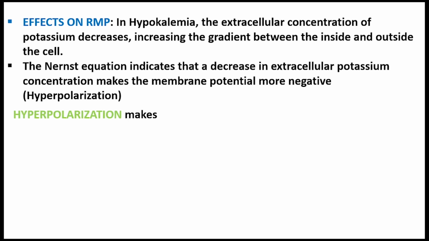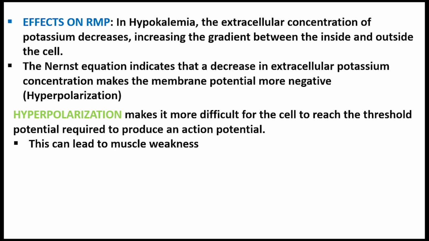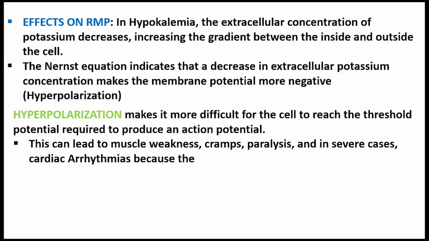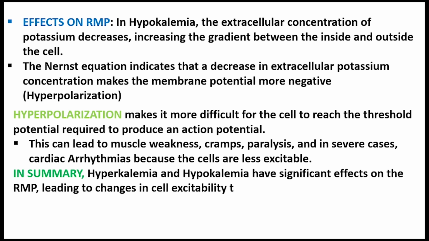Hyperpolarization makes it more difficult for the cell to reach the threshold potential required to produce an action potential. This can lead to muscle weakness, cramps, paralysis, and in severe cases, cardiac arrhythmias because the cells are less excitable. In summary, hyperkalemia and hypokalemia have significant effects on the RMP, leading to changes in cell excitability that can have profound physiological consequences. Name the membrane stabilizers.